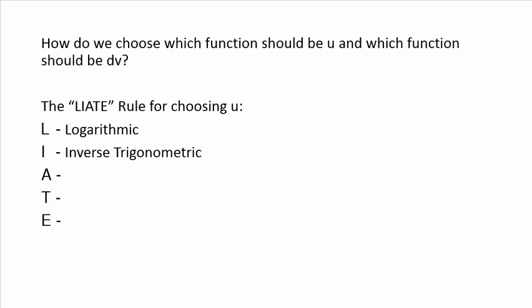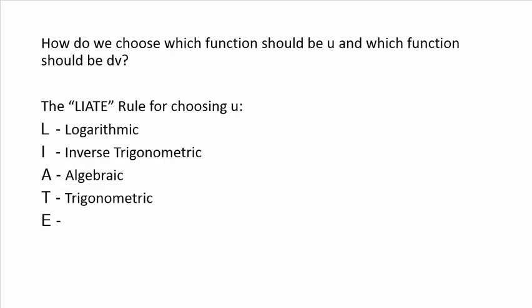Next is inverse trigonometric, and the reason why that is desirable for u is that when you take the derivative of an inverse trigonometric function, you're going to get some sort of algebraic function, and as you keep taking further derivatives, you'll just be getting more and more algebraic functions. Which leads me into A, which stands for algebraic functions. Now, in the case that you have a polynomial, it's really nice because as you take derivatives of your polynomial, eventually you're going to get down to either a constant or 0, depending on how many times you have to apply your integration by parts.